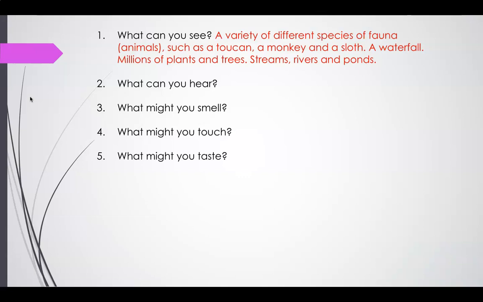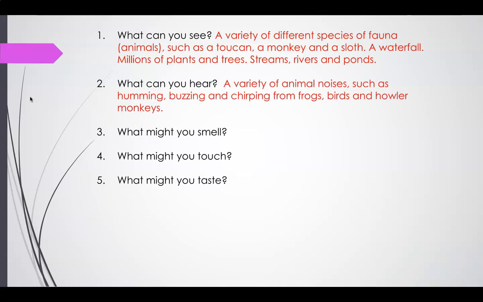Now, what could you hear when we were watching the second clip? This is what I could hear. I could hear lots of different animal noises, such as humming, buzzing, chirping, and these could be coming from frogs, birds, and also a species of monkey called the howler monkey. Did you spot anything else that we could hear? Great job.